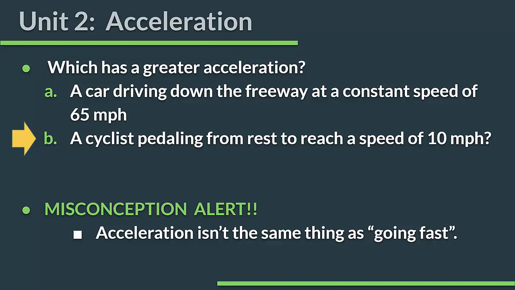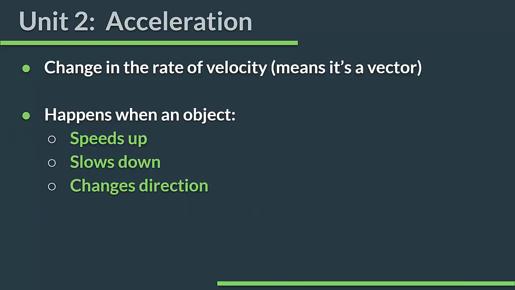Obviously, a cyclist that is going from rest to a speed of 10 miles per hour is not going nearly as fast as a car driving down the freeway, but that's not what acceleration is. Acceleration is the rate of change of your velocity. It's a vector quantity, but it's a measure of the change in the rate of velocity. So if your velocity is changing, you're accelerating. If you're moving at a constant speed, like the car was in the warm-up question, then you're not accelerating, even if you are going really fast.